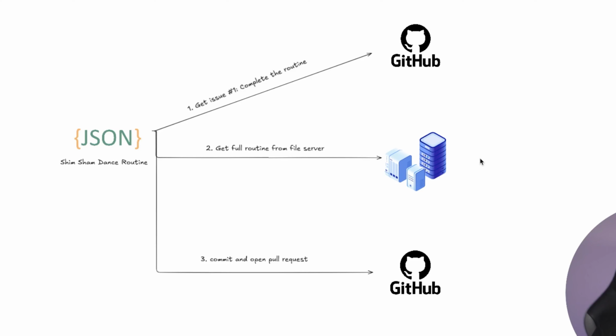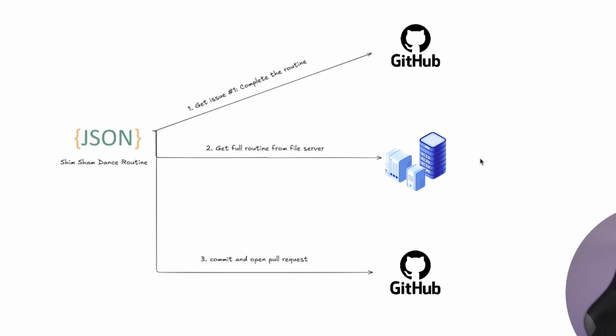We will use the GitHub MCP in our Cursor LLM and say: complete issue 1, get issue 1 and fix it, then get the data from the dance MCP, complete the routine, commit it, and then create a PR. We will do it with the LLM. So we will get the issue with the GitHub MCP. Then we will create a local MCP server, a file server actually. It will return a full dance routine file, a JSON file. Then we will complete our dance routine, then commit and open a pull request.